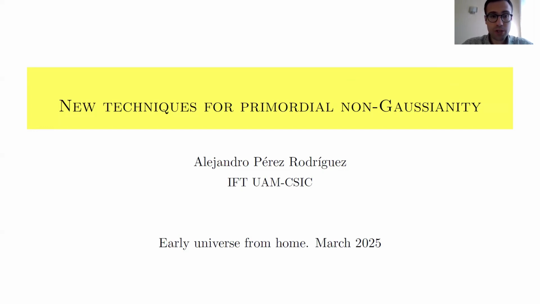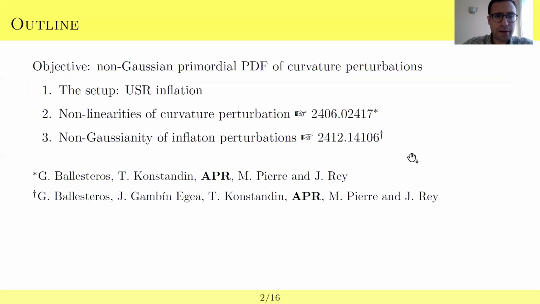Today I want to discuss some recent work on the calculation of the non-Gaussian PDF for primordial curvature fluctuations. I will start by presenting the setup in which we compute these primordial non-Gaussianities, which is that of inflation with a phase of ultra-slow roll.